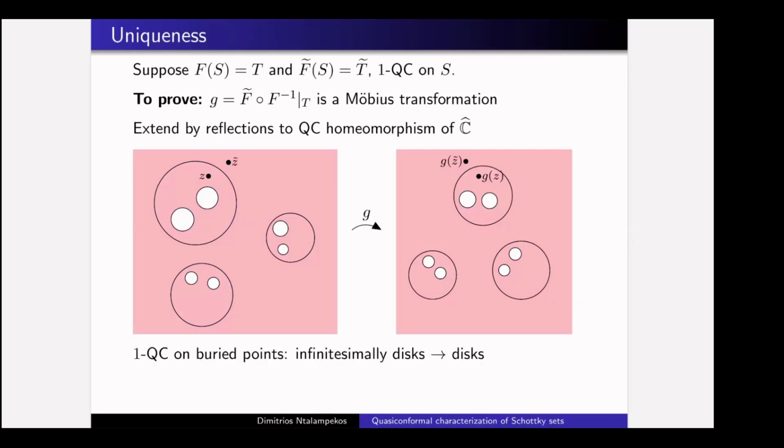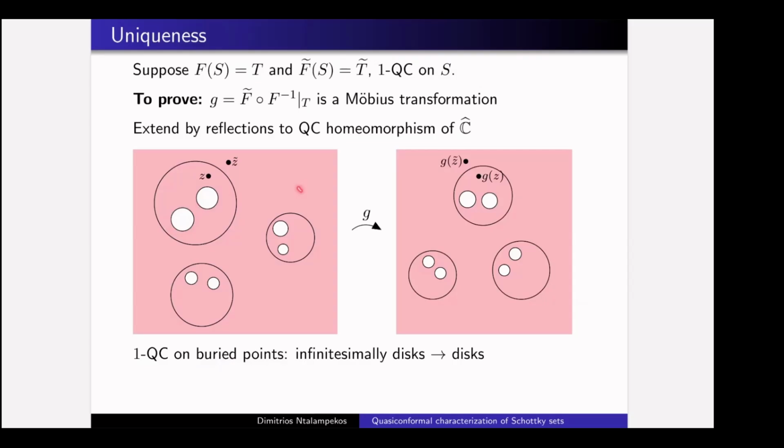So now what are the properties of this map? First, we can show that it is 1 quasiconformal on the buried points. These are the points that lie in infinite intersections of nested white disks. So why is it 1 quasiconformal? Well, the map is differentiable almost everywhere. So it's differentiable at almost every such point because it's quasiconformal, and it maps those infinitesimal white disks to infinitesimal white disks. So that's why it's going to be 1 quasiconformal.